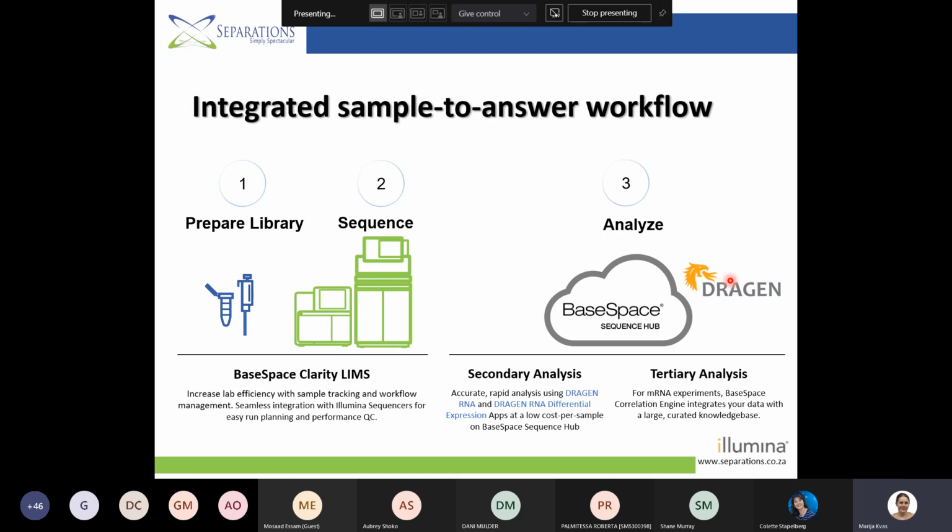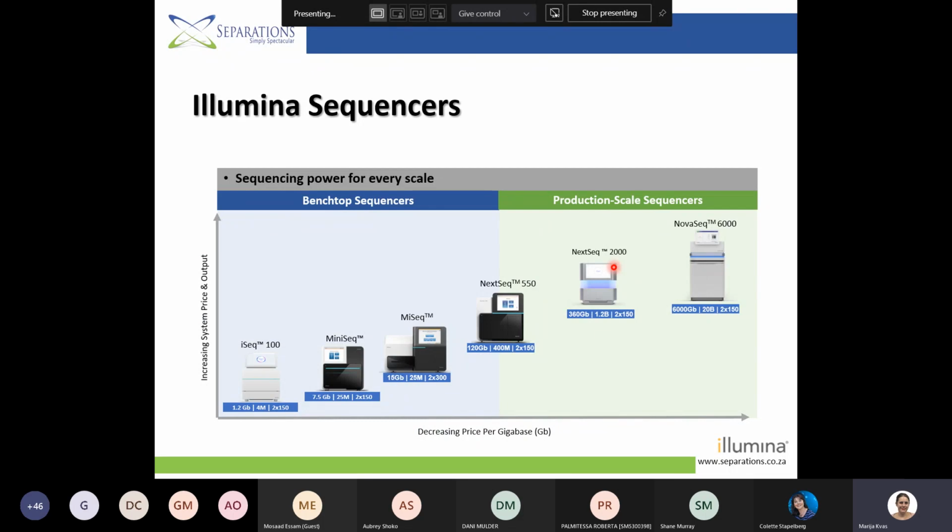Illumina's power is in this integrated sample-to-answer workflow, where obviously we have different solutions for our library prep, different sequencing systems out there, and Illumina also has BaseSpace Sequence Hub, which is a cloud-based analysis server that has over 90-something different applications, and within those are also DRAGEN RNA and DRAGEN RNA differential expression, which allow us to analyze our RNA data. So when we're talking about Illumina sequencers, this is what we have in the Illumina portfolio.